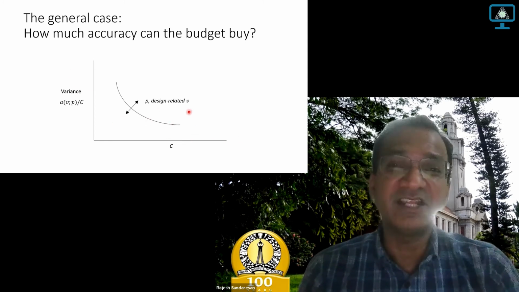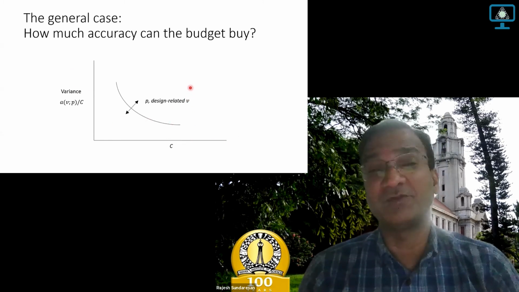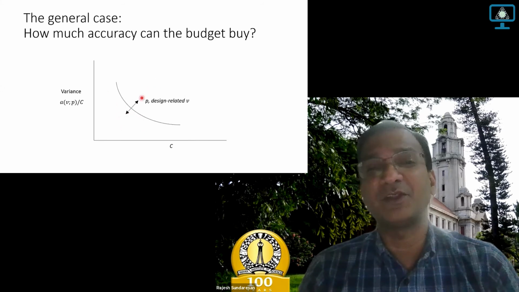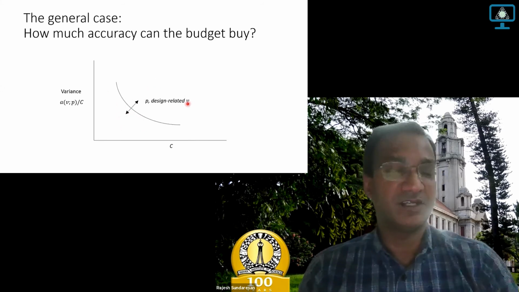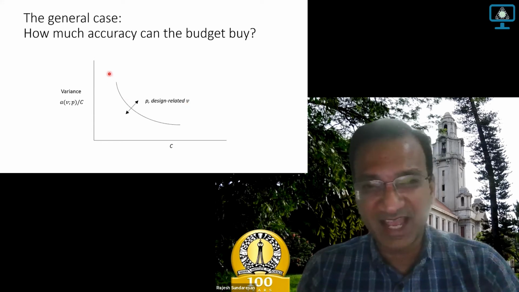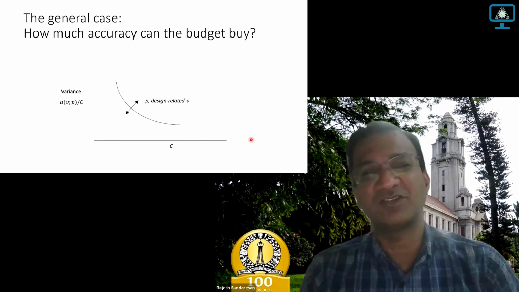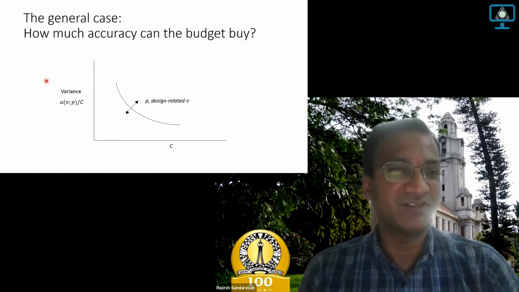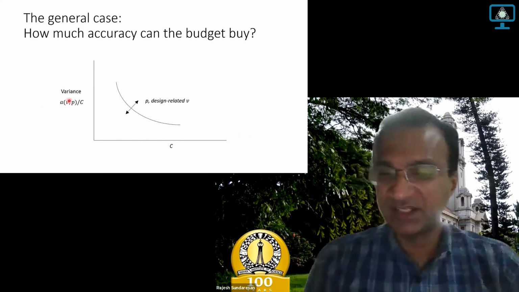But in addition, there is a design related control that we have, which can shift this up and down. And ideally, we'll choose a design related parameter, that's our survey design W, to keep this as suppressed as possible, so that for a given budget, the variance is the lowest. So that's exactly what we do.